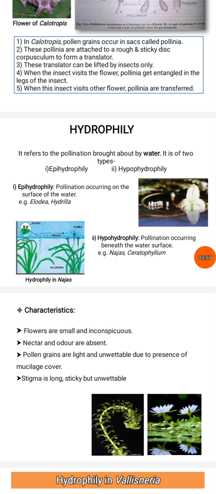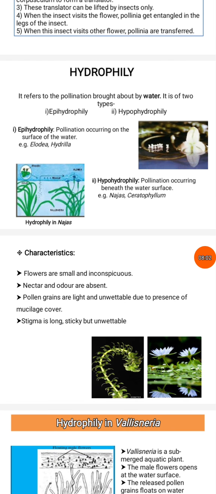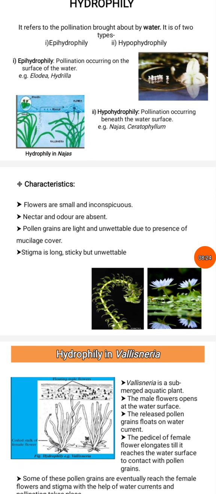In hydrophilous flowers, nectar and odor are totally absent. Pollen grains are light in weight but unwettable. Though they are present in water, the pollen grains are unwettable because they have a mucilage cover. The stigma is long, sticky and again unwettable. These are some characteristics of hydrophilous flowers.